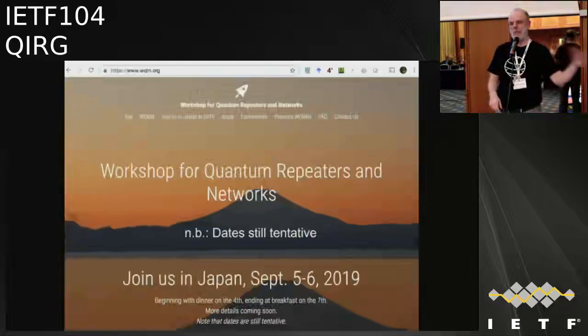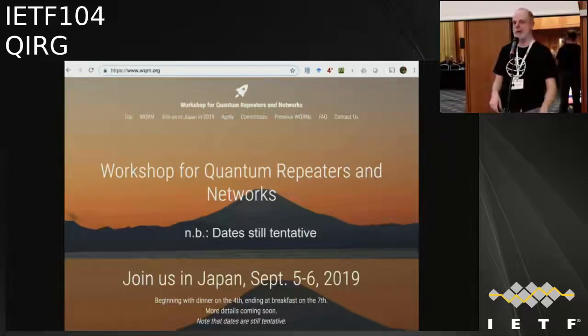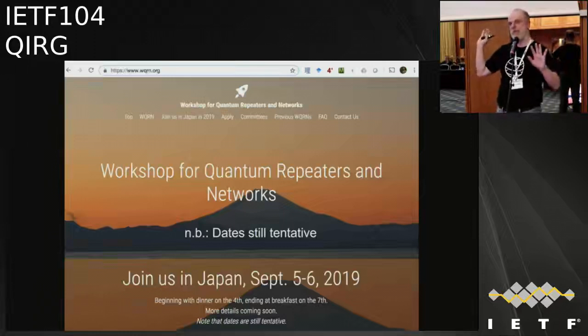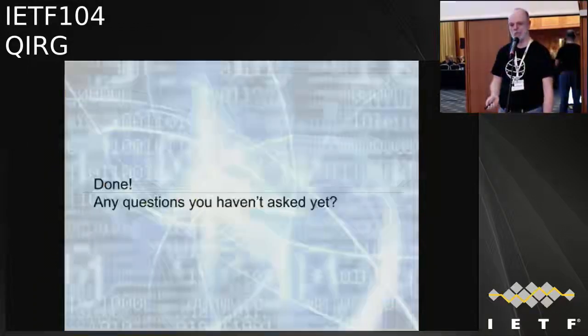And Tracy and I are both on the steering committee for the workshop for quantum repeaters and networks, and the current plan is for the next one of those to be September 5 and 6 on the inland sea in Japan, in a really beautiful location, starting with dinner on the 4th and ending with breakfast on the 7th. The website's up and running. We haven't opened registration. We haven't started doing a lot of advertising yet because we've still got some contractual stuff to work out with the hotel, but we're on track to get to have this happen, and we would love to have you there for the workshop.